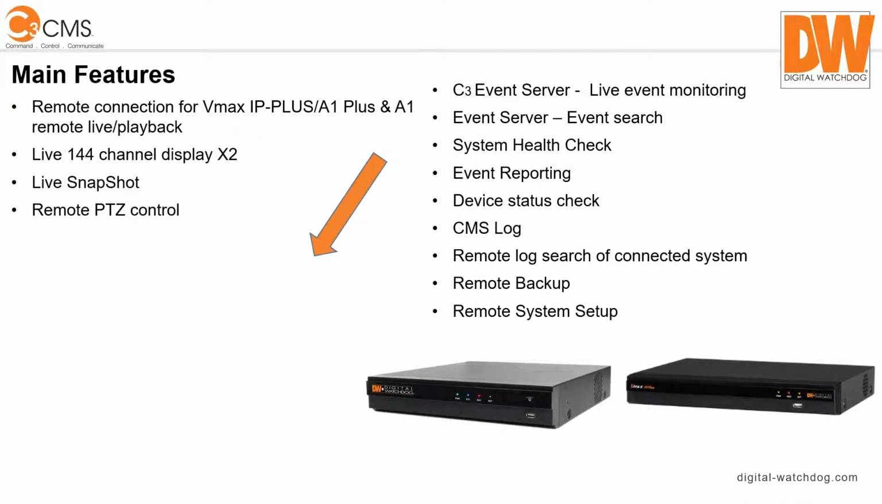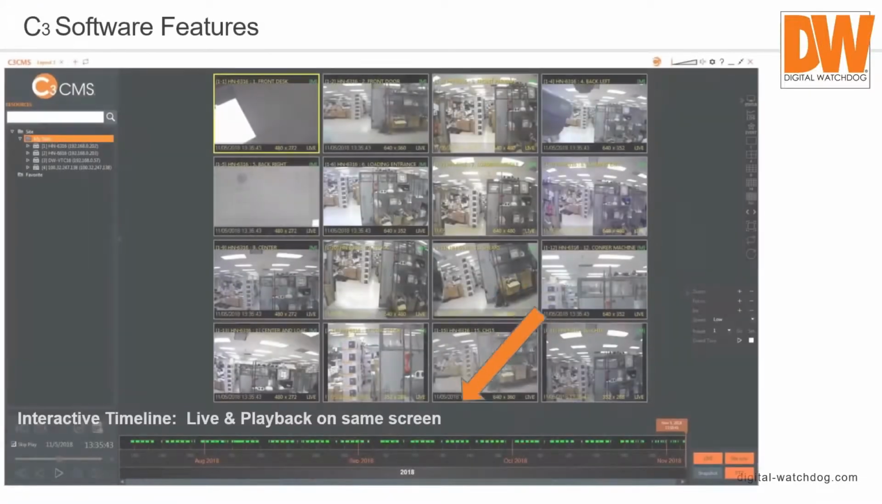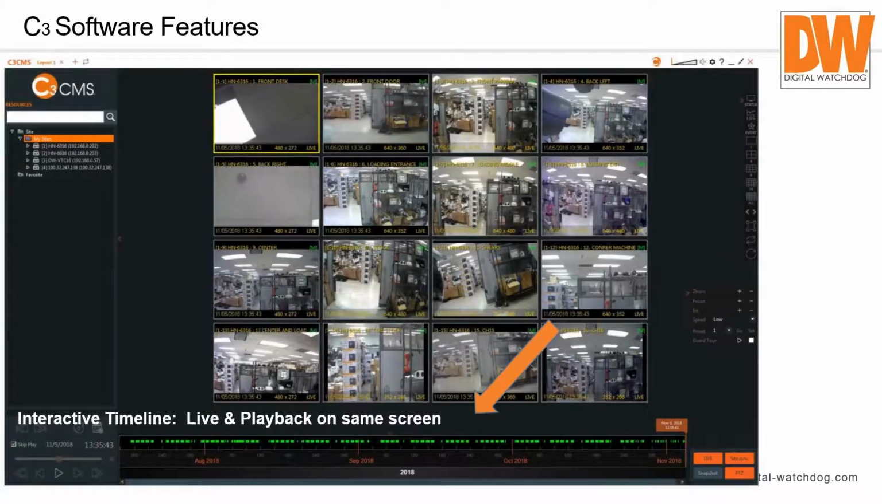There are a bunch of main features: remote connection to our products, and up to 288 cameras live across 2 monitors. There's a live snapshot function, which I'll show you, remote PTZ control, and of course we have the C3 event server. We're going to talk about all those different aspects. There are really 2 pieces of the software: a live view and playback piece, and an event server piece of software along with it. Again, some of the main features are live and playback on the same screen.